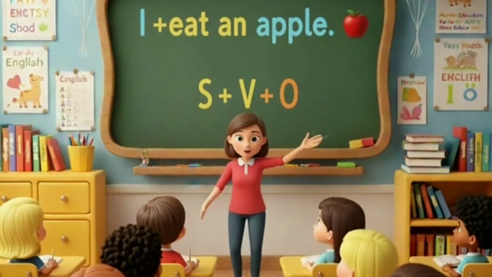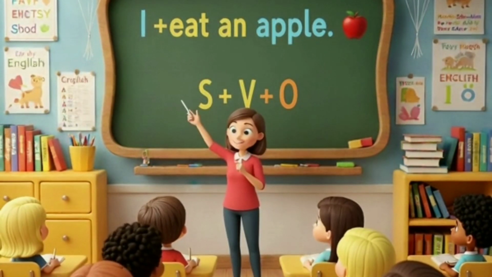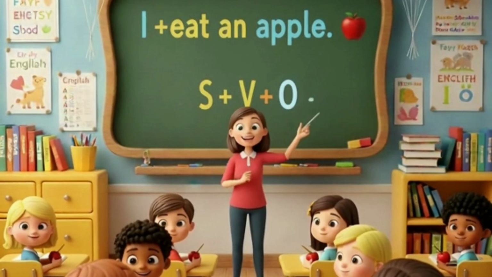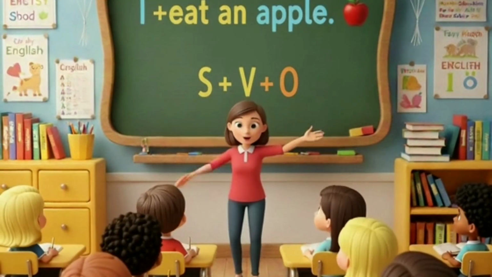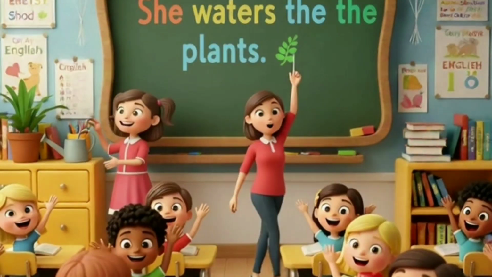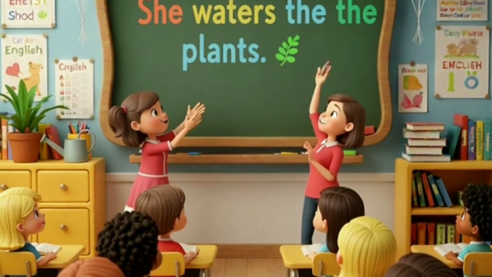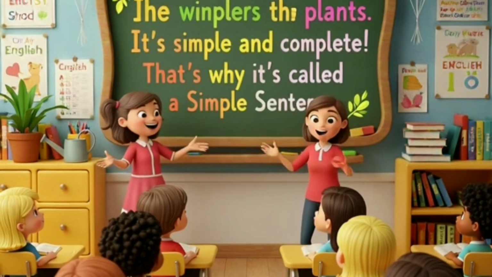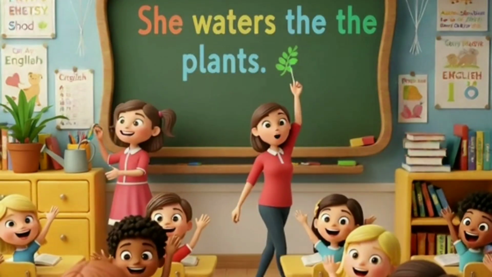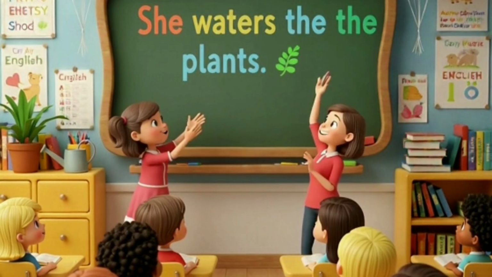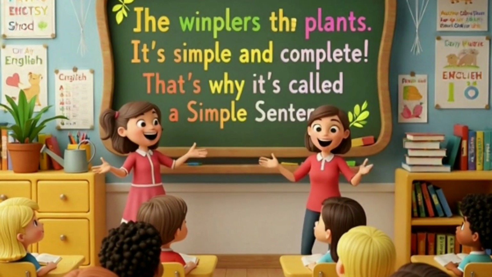Here's an example. I eat an apple. I is the subject, eat is the verb, and apple is the object. Another example. She waters the plants. It's simple and complete. That's why it's called a simple sentence.